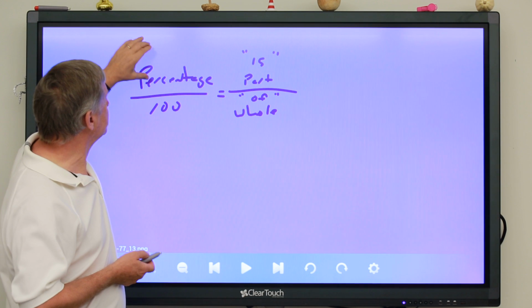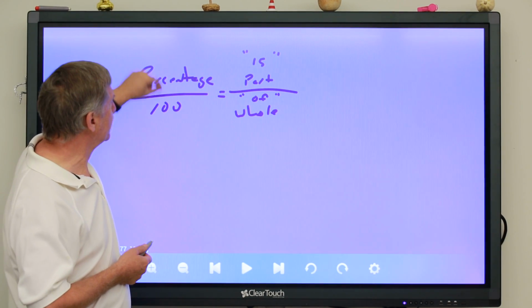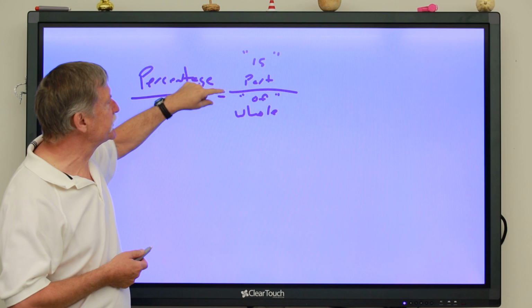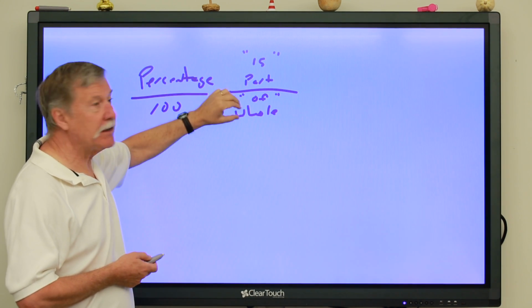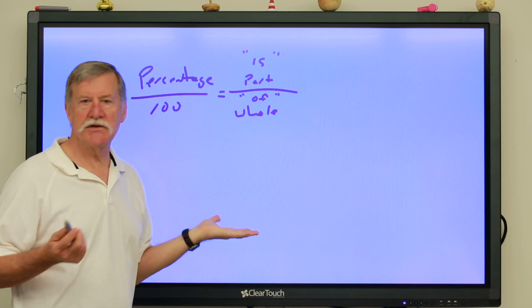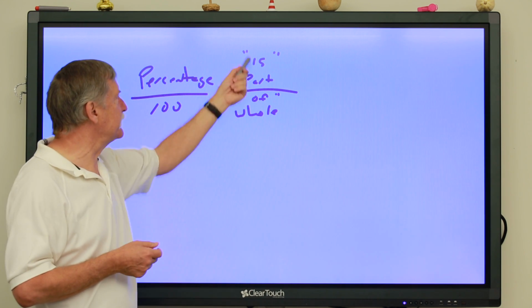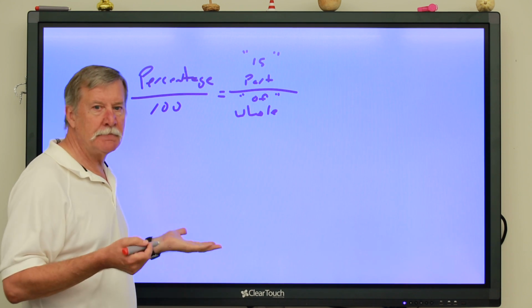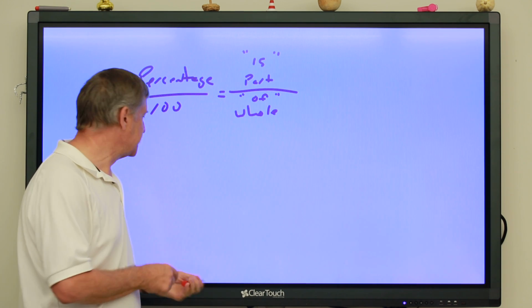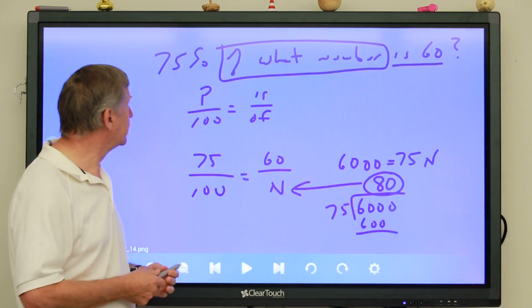So we take advantage of this idea of percentage over 100 equals is over of, the part on top of the whole thing. And this should look familiar to you because we've done this part over a whole with a fraction, and now we're just doing it again with a percent. Same type of deal.